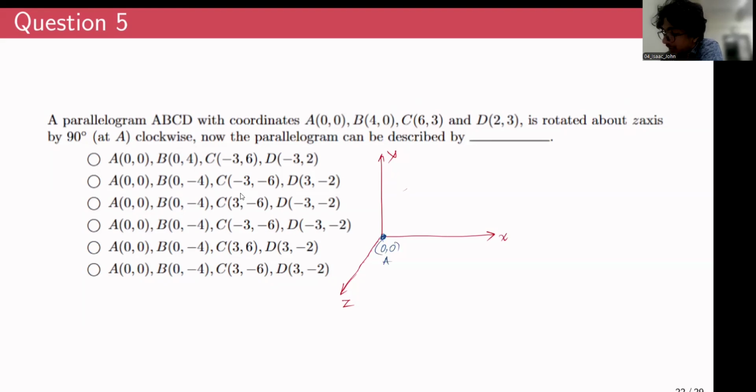The second coordinate is B, that is 0, 4. This is coordinate B. And the coordinate C is, sorry, it's 4, 0, right? Yeah, it's 4, 0. The third coordinate is 6, 3. This is going to be C. And the fourth coordinate is going to be 2, 3. This is coordinate D.